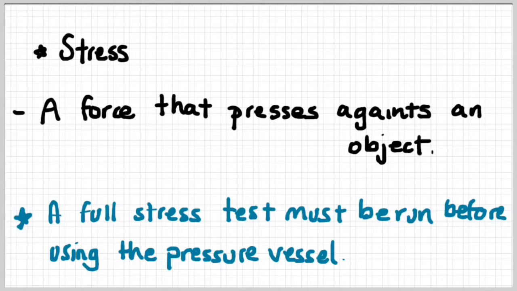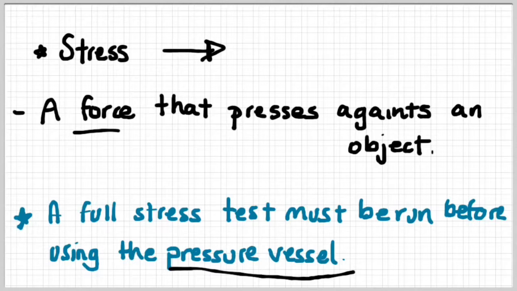Next word is stress, and that has a direct relationship with pressure vessels, and that is a force that presses against an object. An example: a full stress test must be run before using the pressure vessel. And this is obvious. We don't want liquid or gas to leak, so we need to run stress tests.